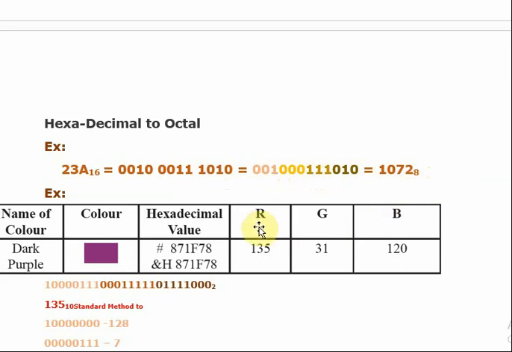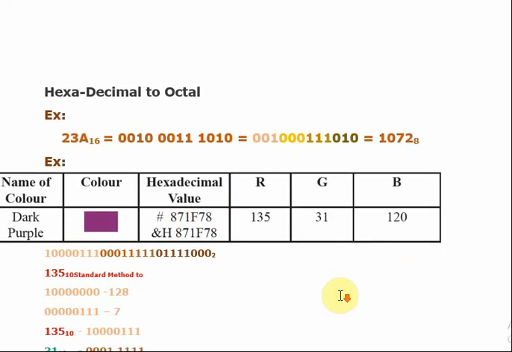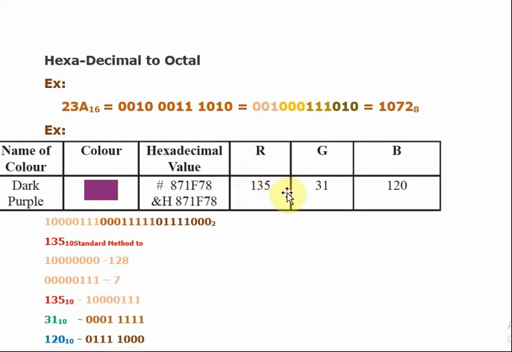Now if you go to a color palette and apply this value, you get exactly this color: red 135, green 31, blue 120. This is the RGB color system, but certain advanced graphic systems directly use the hexa value. Instead of RGB, you can put the hexa value. Now see, 135 you can represent using binary.